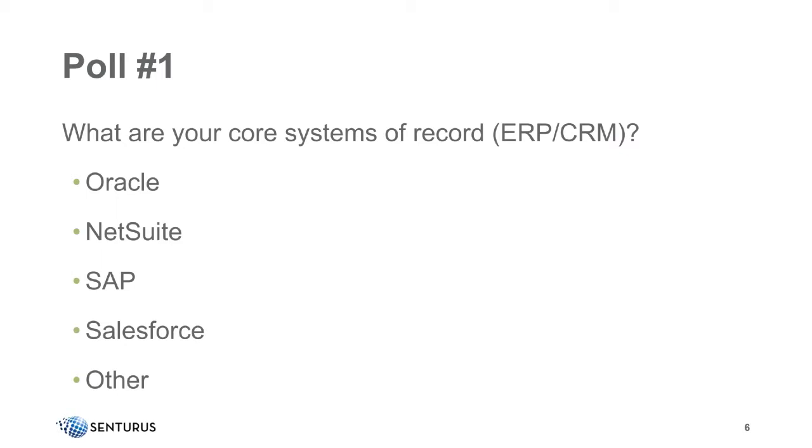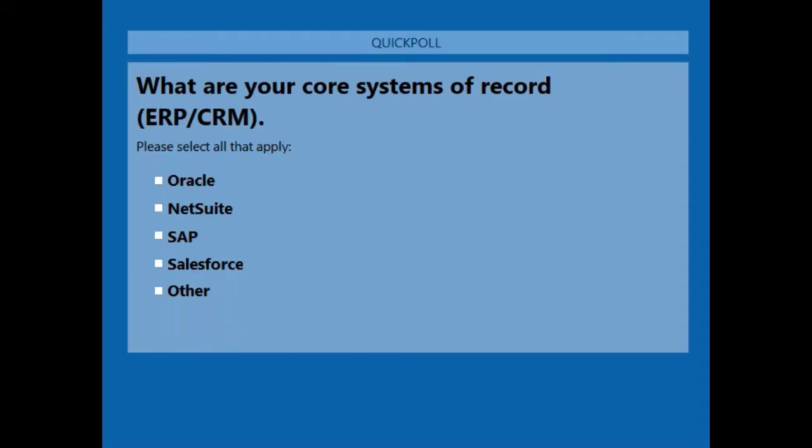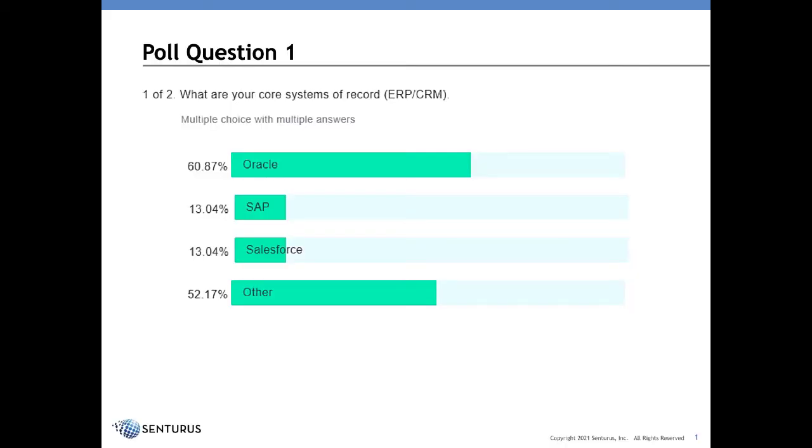So we like to get a handle on the pulse of the audience, if you will. And the questions, we have two today. The first one is, what are your core systems of record in terms of ERP, CRM? And is it Oracle? Any flavor of that, right? On-prem, cloud, EBS. I would say you can even probably lump PeopleSoft and JDE in there. NetSuite, SAP, Salesforce, or something else. And you can check multiples there that apply. All right, we're at about 3/4 here. I'm gonna go ahead and close this out and share it back with you all.